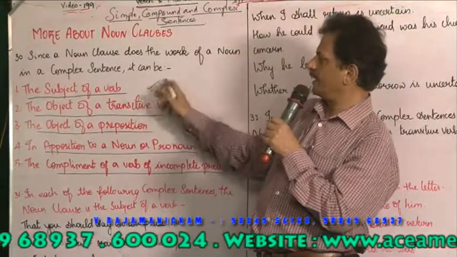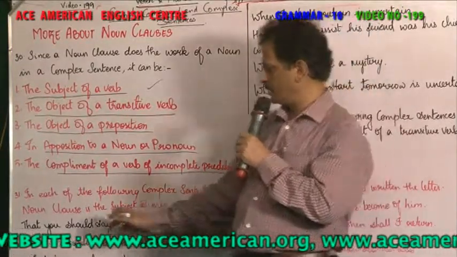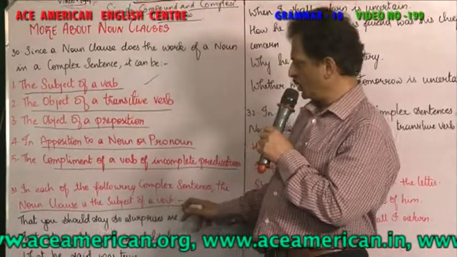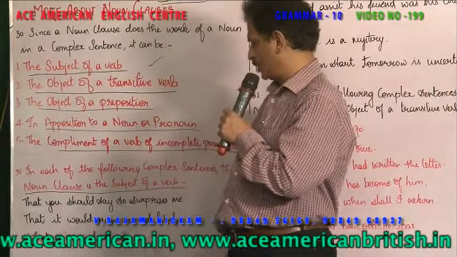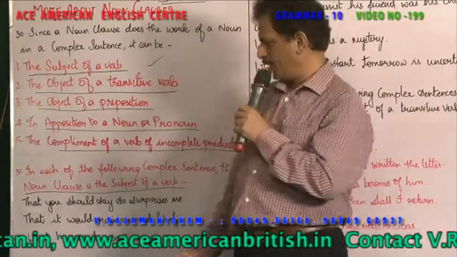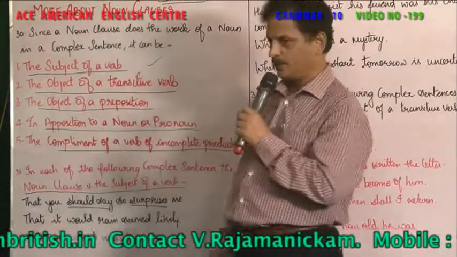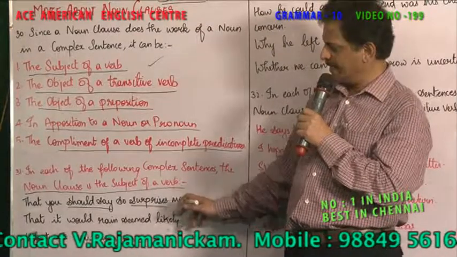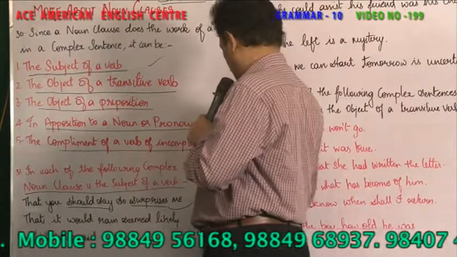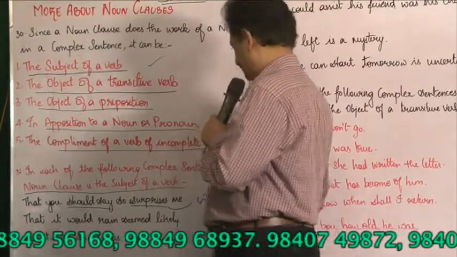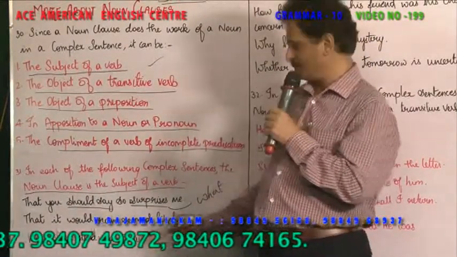Number one is subject of a verb. For example, here you see, in each of the following complex sentences, the noun clause is the subject of a verb. For example, "That you should say so surprises me." So how many verbs are there? "Should say" and "surprises", right? Two sentences are there. "Surprises me" gives complete meaning. You ask a question to "surprises me": what? What surprises me? That you should say so. The way you are saying so, that surprises me.